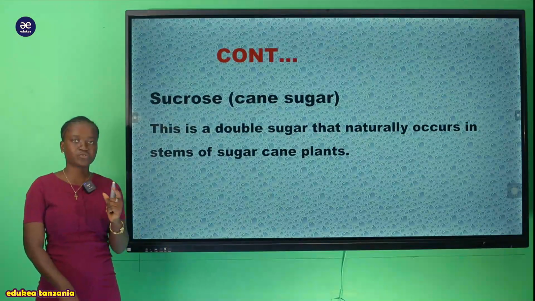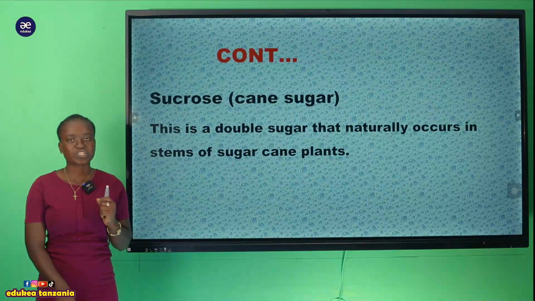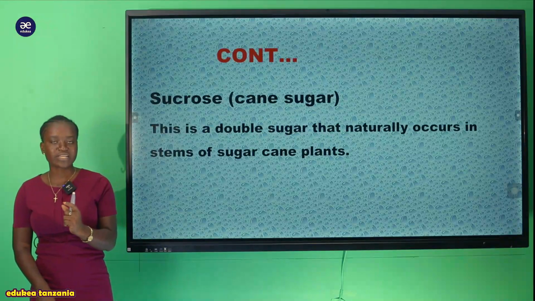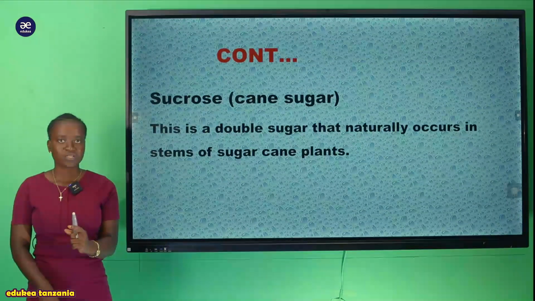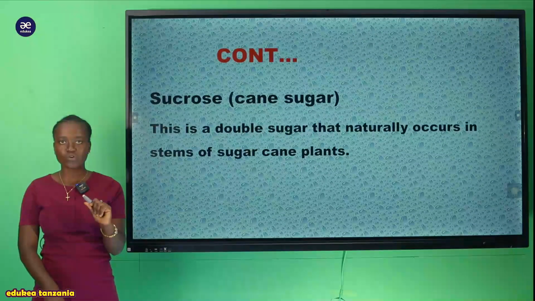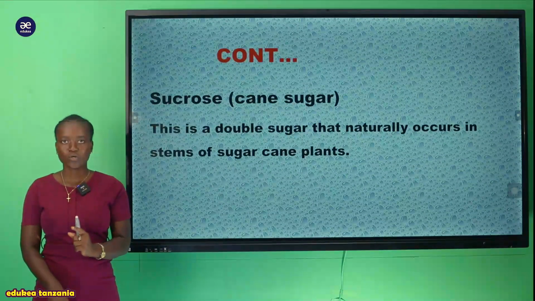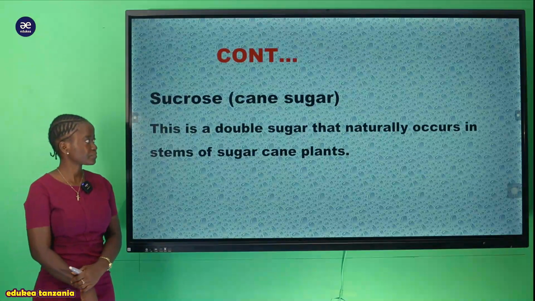So here the thing you have to remember: what is maltose made from? Do not just say glucose plus glucose. You have to state the presence of alpha glucose and alpha glucose. So two molecules of alpha glucose result in the formation of maltose, that is a disaccharide.